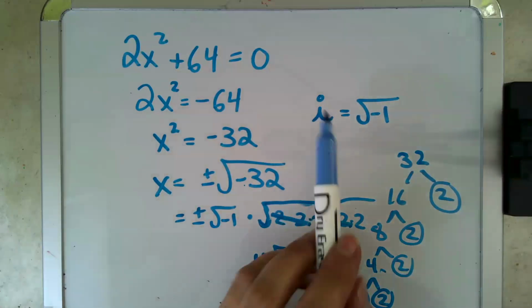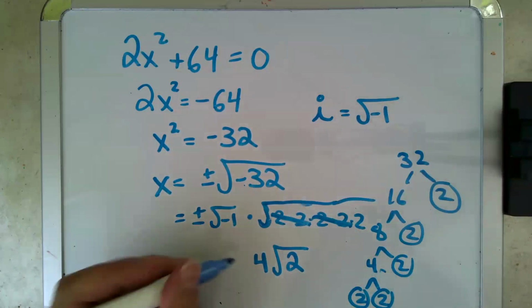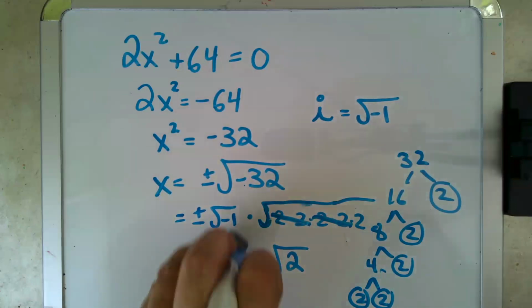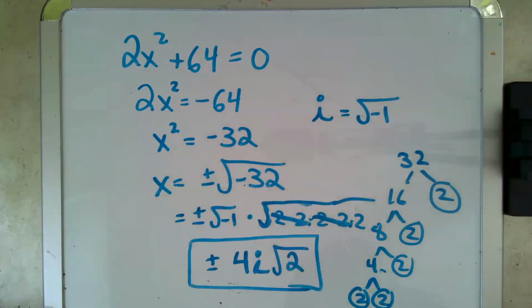Now, as we established, i is the square root of negative 1. So that's plus or minus i times 4 root 2. And the way we would write that is plus or minus 4i times the square root of 2. And those are my two solutions, positive 4i root 2 and negative 4i root 2.